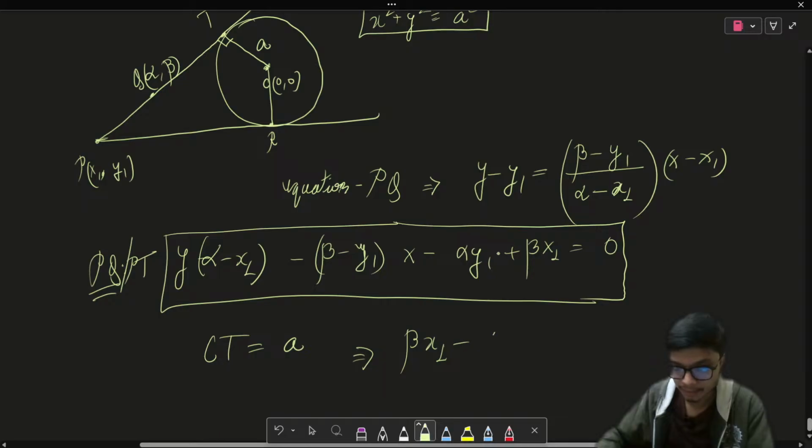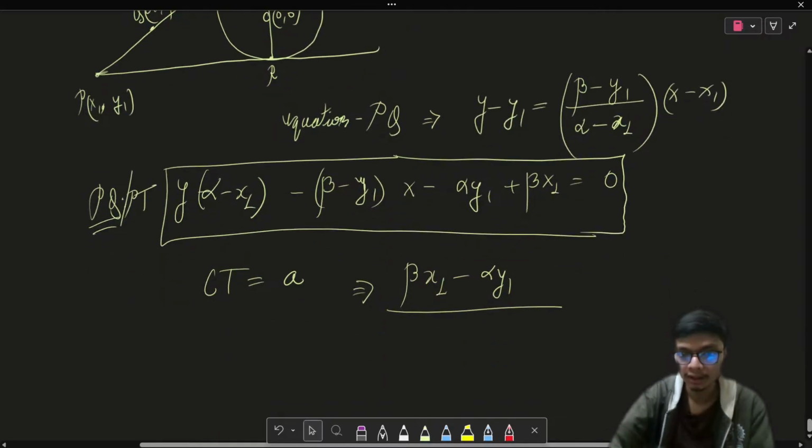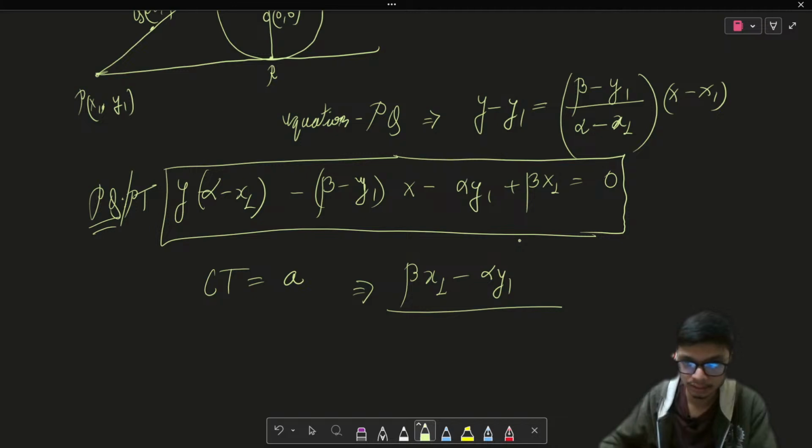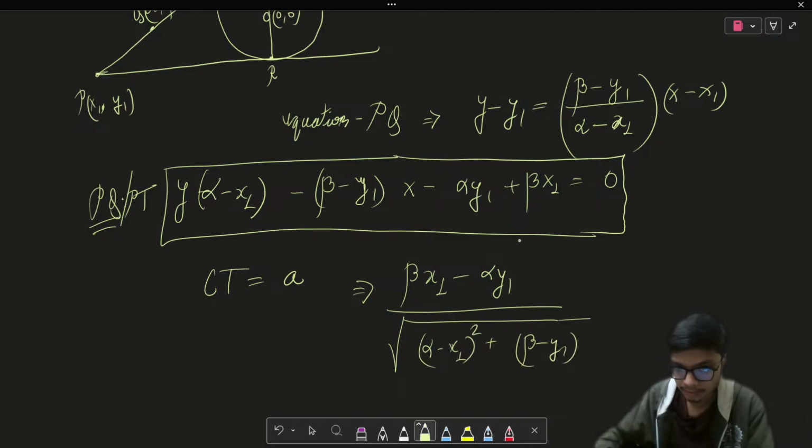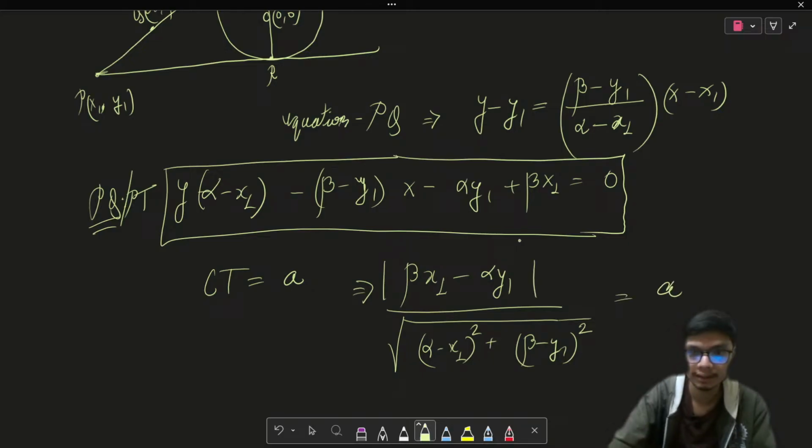So that is beta x1 minus alpha y1 divided by, since my x and y are 0, these 2 points will vanish and I will be left with only this part, and then divided by square root of alpha minus x1 whole square plus beta minus y1 whole square, and take a mod of it, right? And that should be equal to a, right?